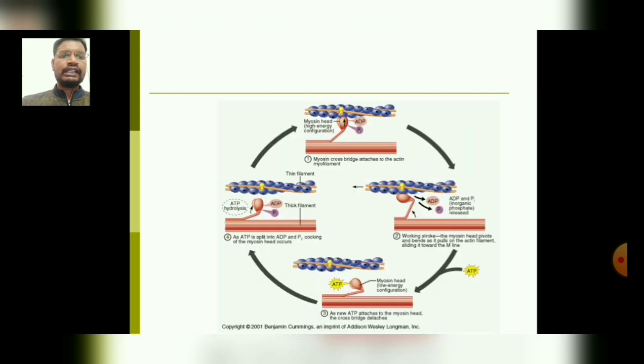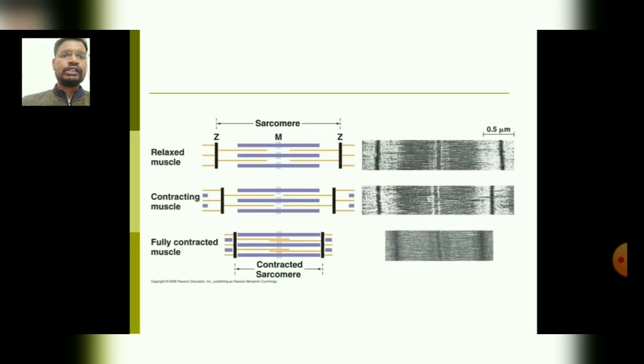A schematic diagram is also given here. This diagram represents how a relaxed muscle appears, and the second diagram represents a contracting muscle and the narrowing of the I band and the A band, and the third represents the fully contracted muscle, how the actin and the myosin filaments overlap with each other.